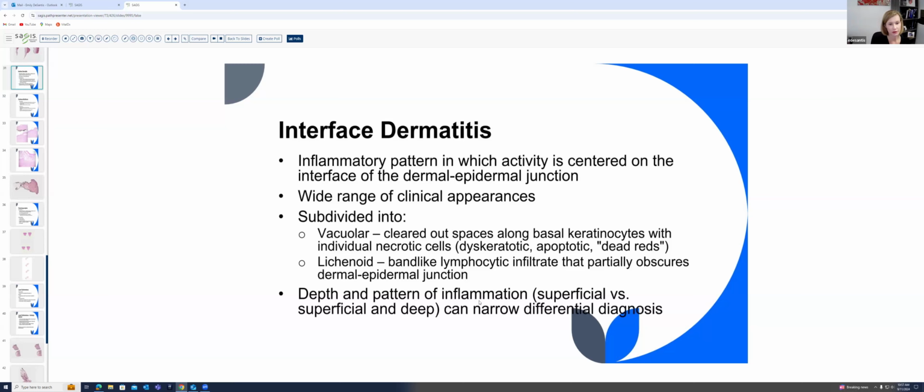And then a lichenoid pattern, which is a more band-like lymphocytic inflammatory infiltrate that actually partially obscures the dermal epidermal junction. There can be a lot of dyskeratotic cells also in lichenoid patterns, whereas vacuolar is kind of these more individual dyskeratotic cells. Interface dermatitis is a process in which the depth and the pattern of the inflammation is also very important to evaluate. Some entities show a superficial pattern, some will be superficial and deep. Some may show a more perivascular pattern, while others are perivascular and periadnexal. So really looking closely at that dermal infiltrate can help us narrow our differential diagnosis.